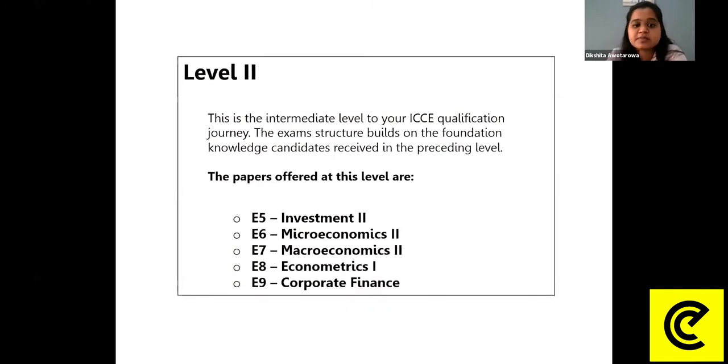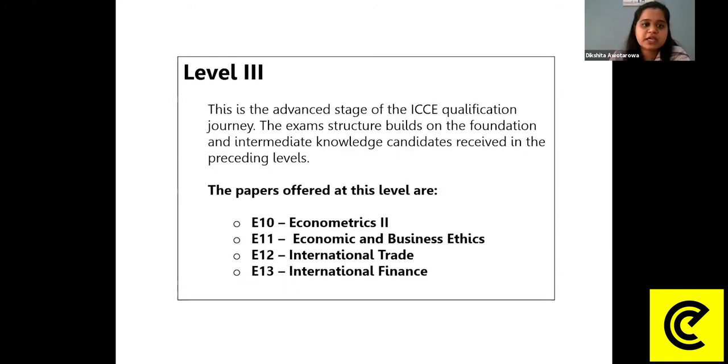Level 2 has some of the continuation of level 1 papers. We have econometrics and corporate finance that is introduced in level 2. Level 3 here, we have economic and business ethics, international trade, and international finance.